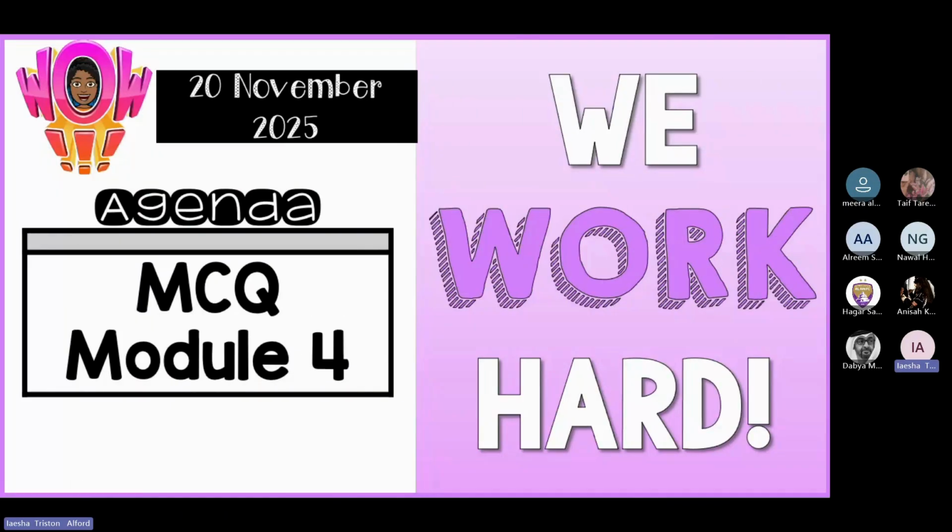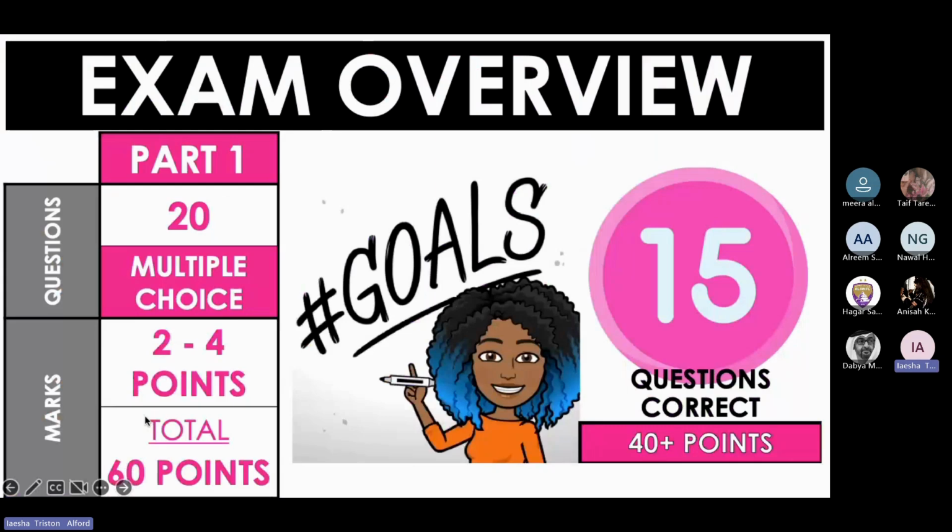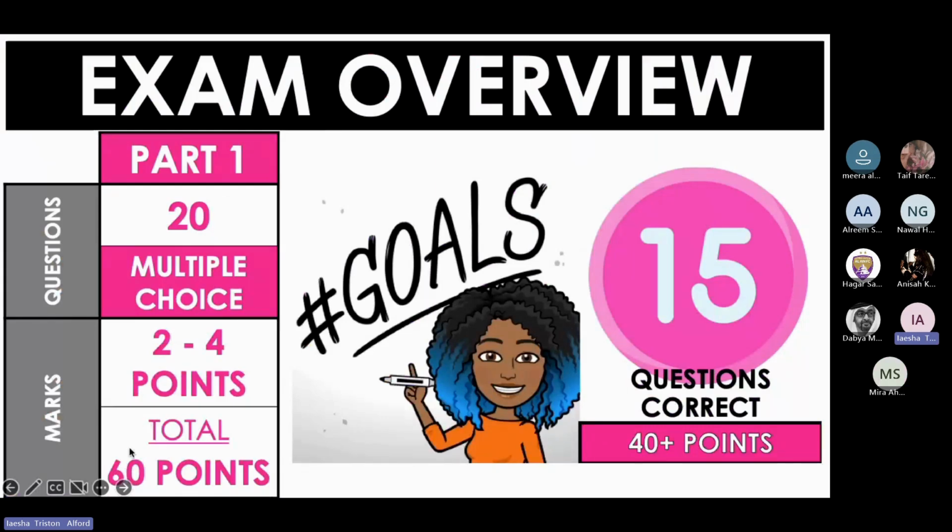Good evening, girls. We are going to do the last multiple choice question section tonight about module number 4. Okay, so just some reminders about the multiple choice section. You have 20 questions in this section this year. The total for the section should be 60 points, and your goal is to get 15 questions correct. So if you get 15 questions correct, hopefully that will give you 40 or more points.